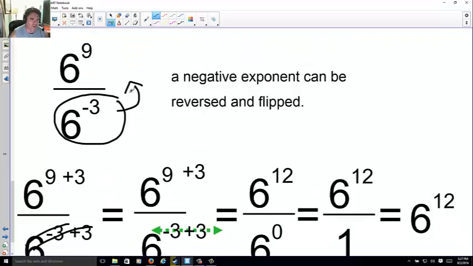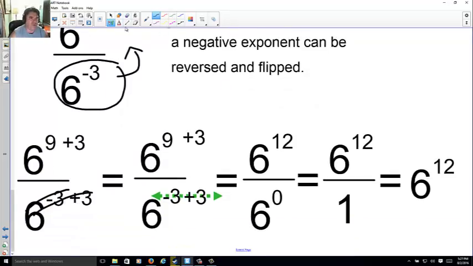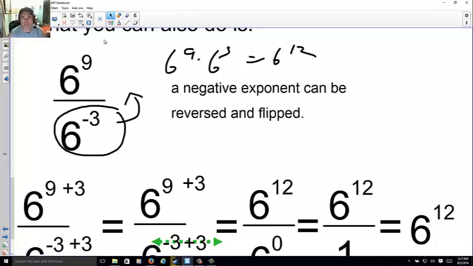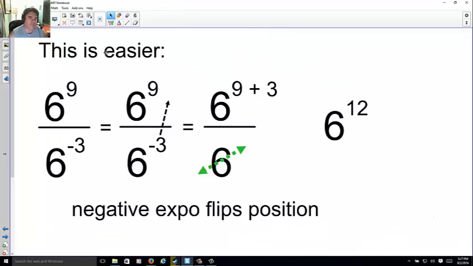I prefer, though, that you just move it up. So you have 6 to the 9th times 6 to the 3rd, which makes 6 to the 12th. This isn't wrong, but this is more for Algebra 1. It might complicate things. I was just adding the same exponent to make it go away. Either way, you get 6 to the 12th. So whichever way you need to get it done, no problem.